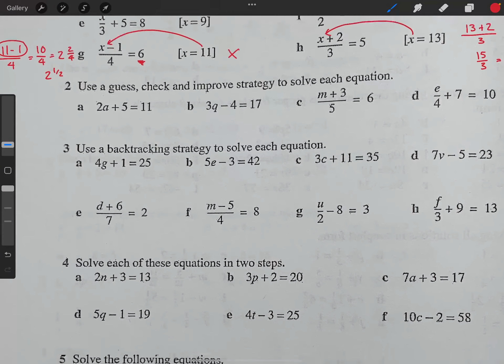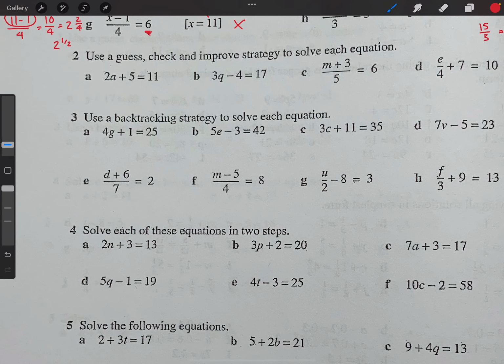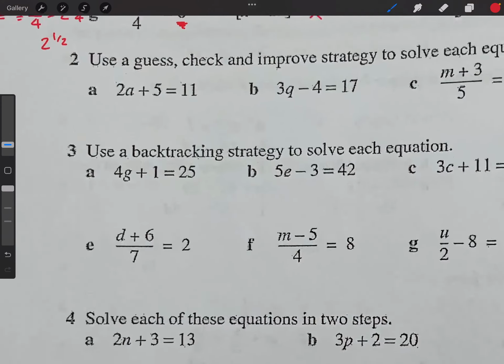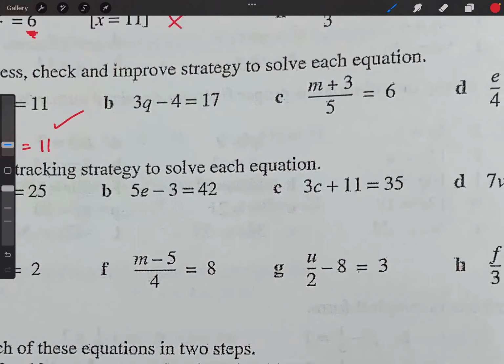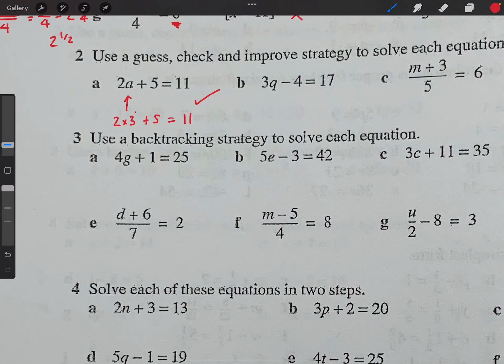Question 2 says, use a guess and check and improve strategy to solve each equation. So it's just using guess and check like we did in year 5. Let's put in a random number here, maybe try 3. So 2 times 3 plus 5. Oh my god, I got it right the first time. So that means x has to equal 3.